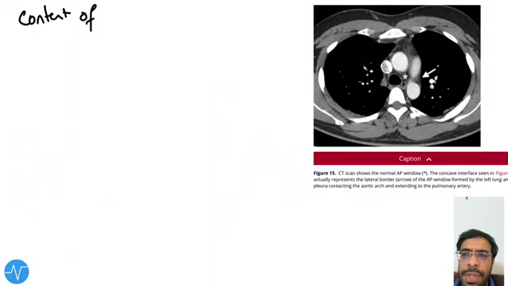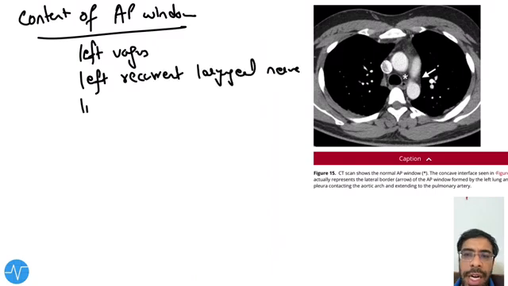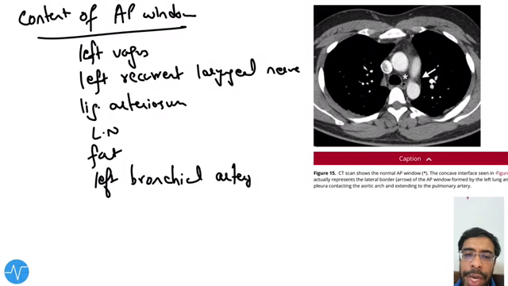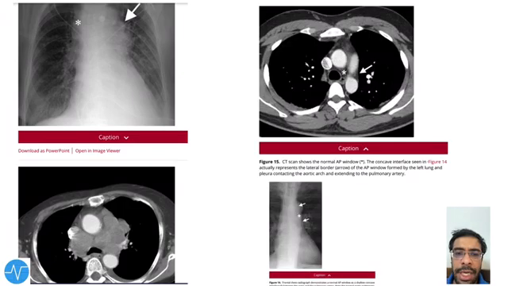The contents of this window: left vagus nerve, left recurrent laryngeal nerve, ligamentum arteriosum, lymph node, fat, and the left bronchial artery. See the abnormal pathology. If there is abnormal convexity of the aortopulmonary stripe, we have to think of pathology. Here on the right side is the normal, we have to compare it with. See, there is abnormal convexity shown by the arrow mark, and abnormality has to be suspected.